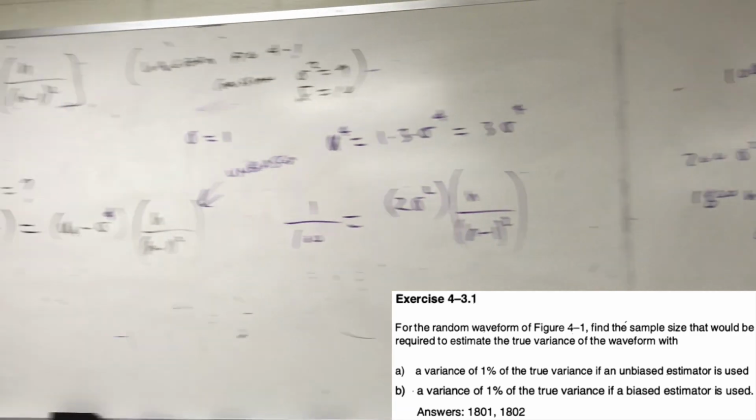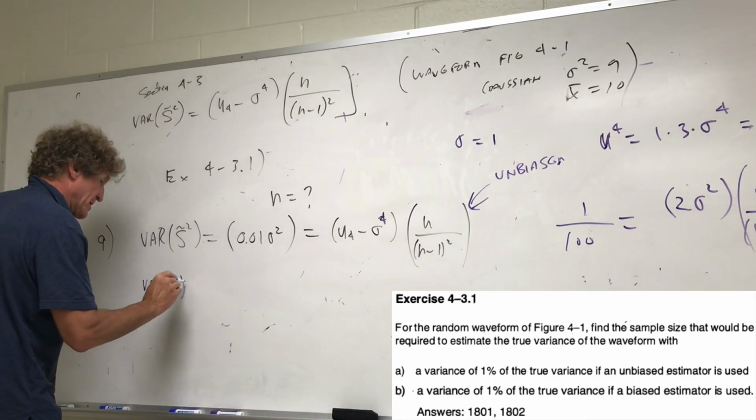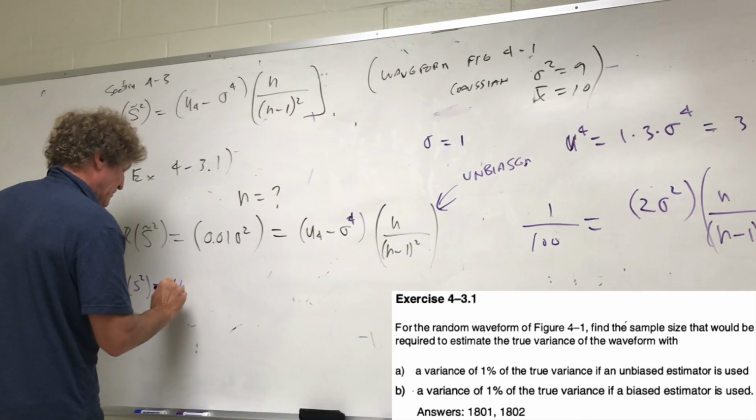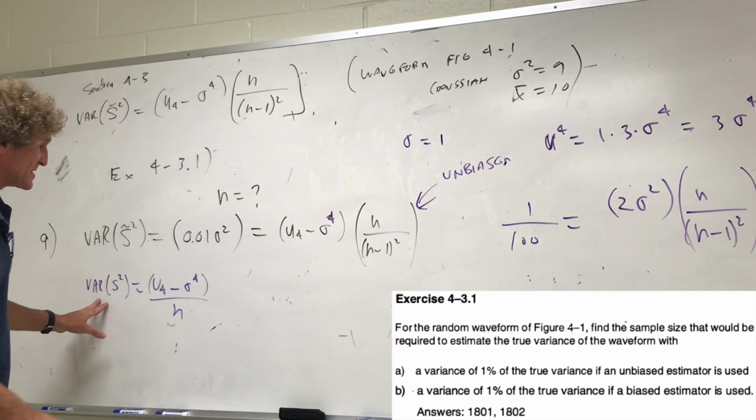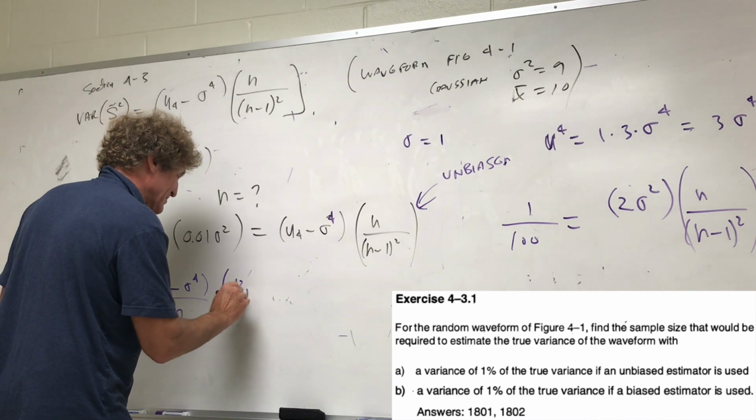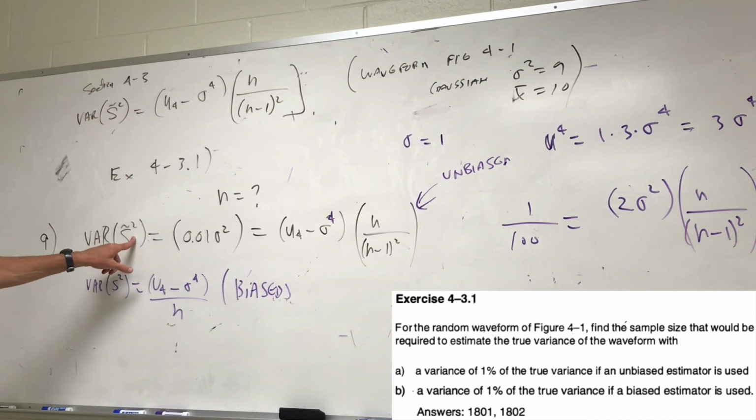The variance of s squared is going to be equal to u to the fourth minus sigma to the fourth, but down here is just n, right? No, this is biased. Well, yeah, it doesn't matter the symbols. This is unbiased. I'll give this to you. Unbiased is equation 4-11.